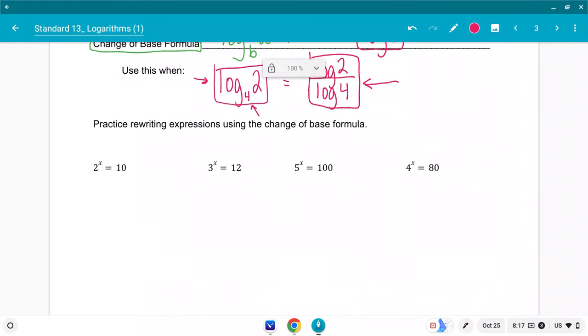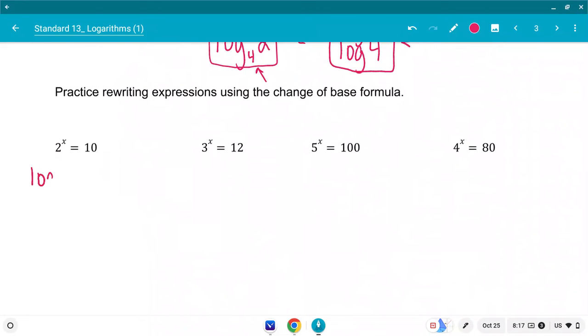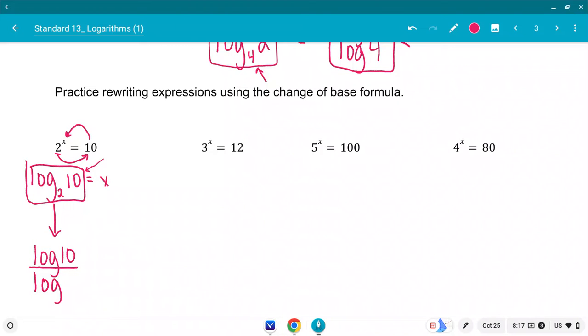And first thing we need to do is get these into logarithms. So log base 2 of 10 equals x. Remember how this works. We cannot type this into our calculator. But what we can type into our calculator is log 10 over log 2. You always do the big number first on top. This is our answer.